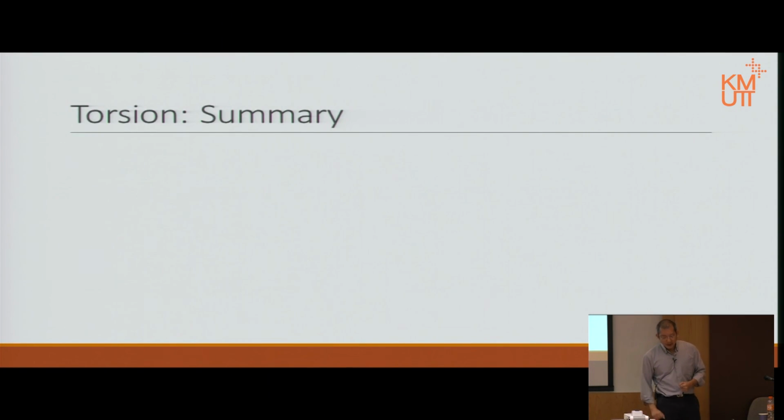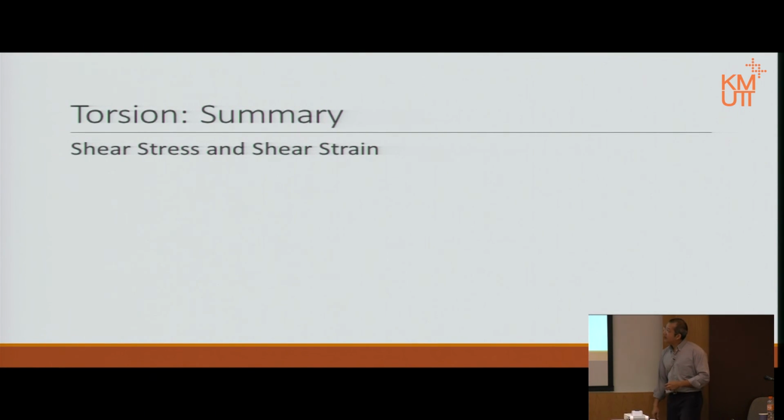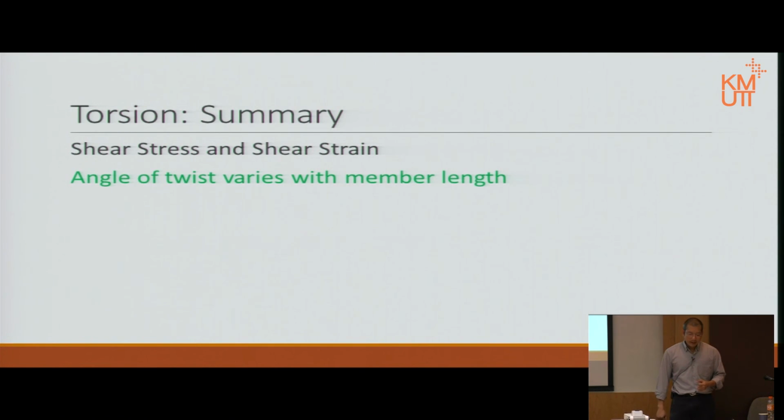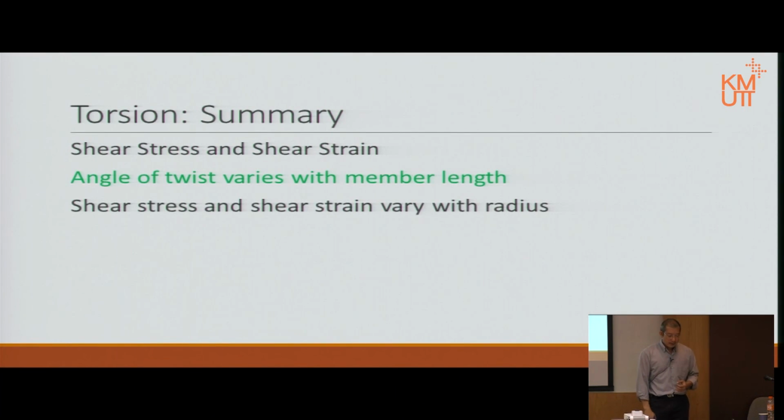Let's look at what we have done today. We found that the torsion causes shear stress, and of course, shear strain has to come together with it. Then we found the angle of twist, which is the rotation of a cross section, varying along the member length, whereas the shear stress and shear strain vary with the radius on the cross section.